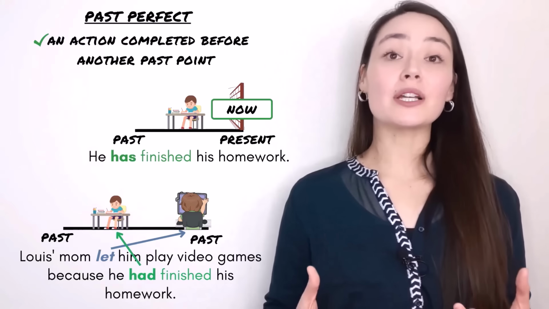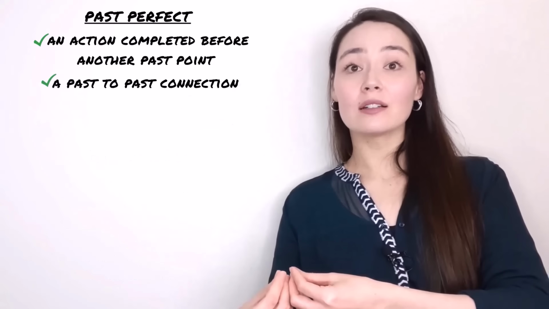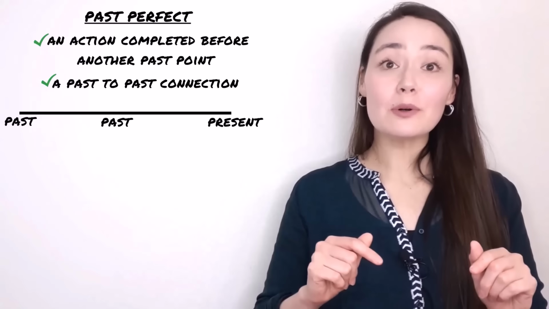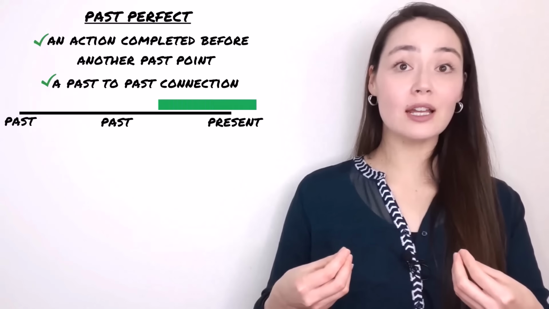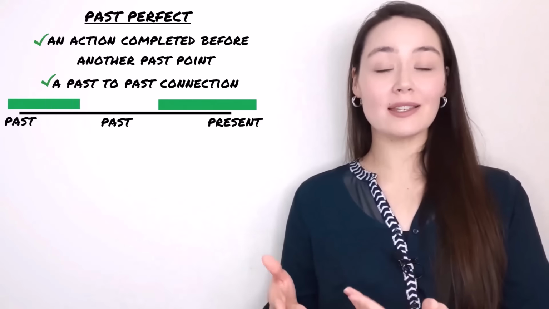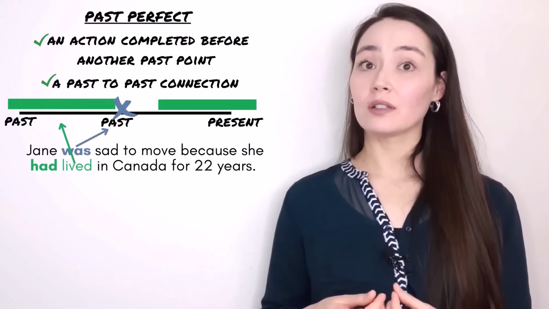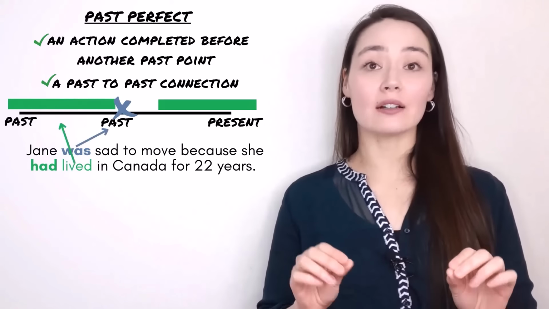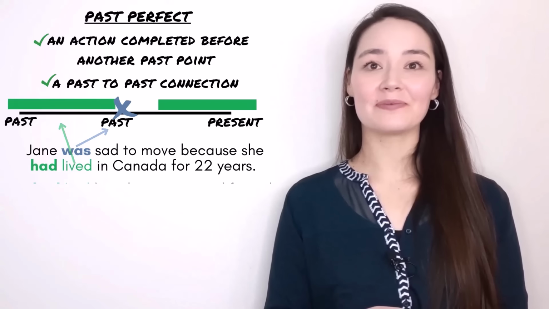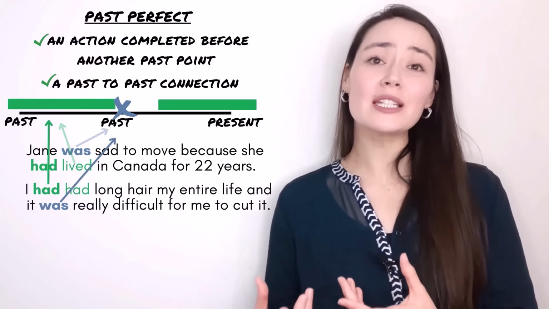And just like the present perfect, the past perfect can also show a past to past connection. The present perfect, remember, a past to present connection? Past perfect, let's move it back. Past to past connection. Jane was sad to move because she had lived in Canada for 22 years. Past to past connection. I had had long hair my entire life and it was really difficult for me to cut it.